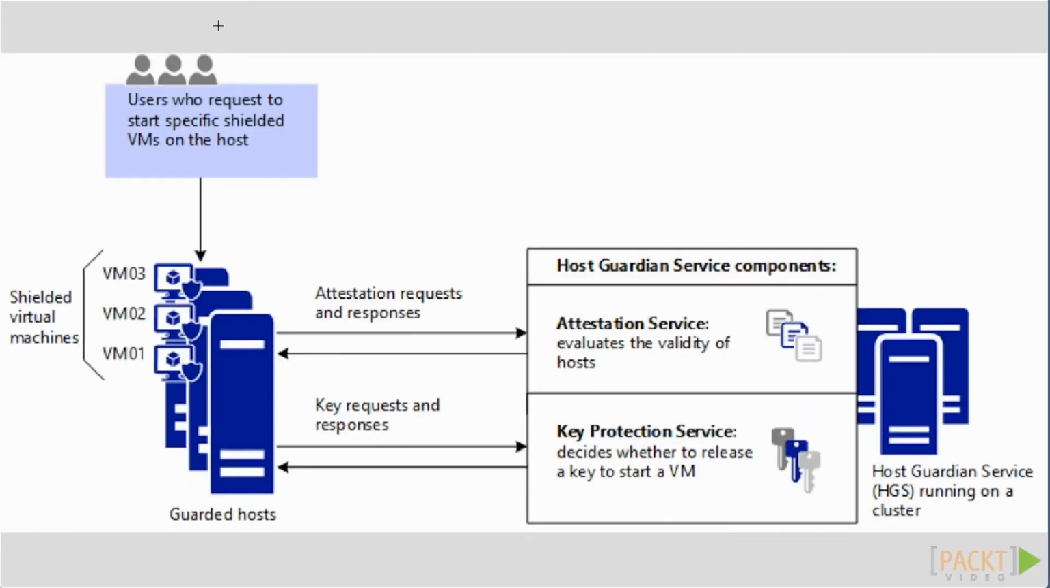The process for running a shielded VM is as follows. A user requests to start a shielded virtual machine. The host guardian service attests to the Hyper-V host validity and then issues keys that allow the shielded VMs to be launched on that Hyper-V host.